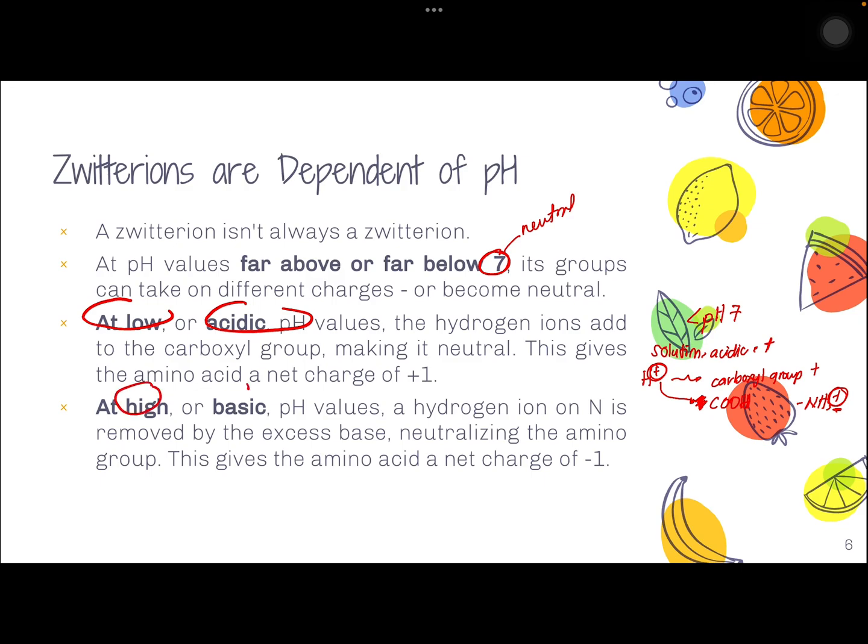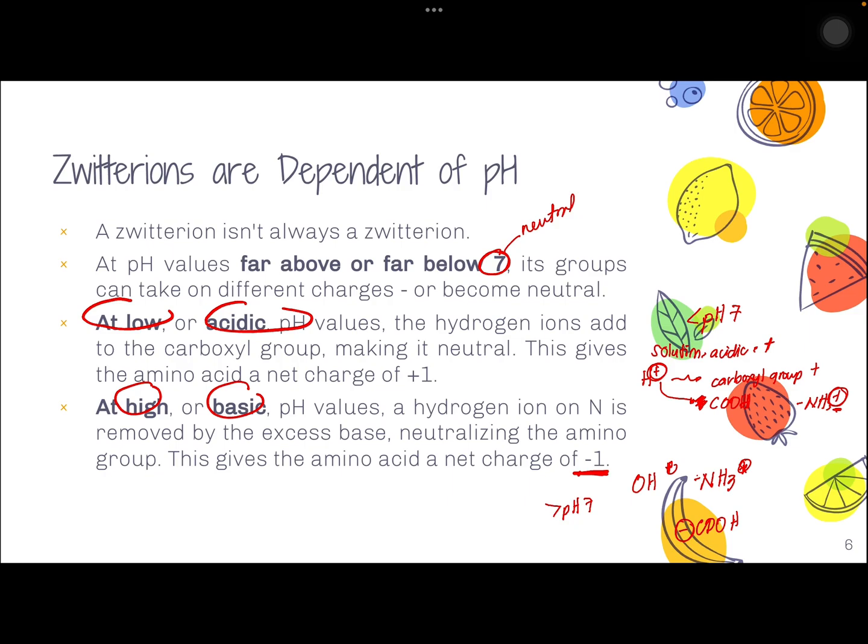However, at high or basic pH values, or values greater than pH 7, the hydrogen ion on N is removed by the excess base, neutralizing the amino group. This gives the amino acid a net charge of negative 1. So here, you have an OH from your base, it will counteract the positive ion from the NH3. So this will be counteracted, which will only leave you with your carboxyl group having a negative charge. So the net charge is now negative.